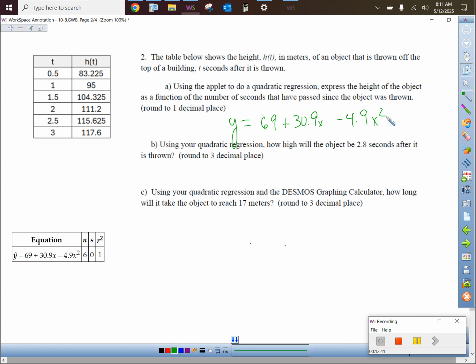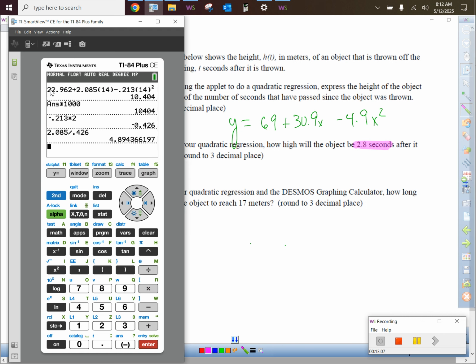Using your quadratic regression, how high will the object be 2.8 seconds after it is thrown? Help. 2.8 seconds. Is that an x value or a y value? Or in this formula, a t value or an h value? Let's just do x's and y's for simplicity. What do you think, x or y? That's an x value, right? So we'll go into our equation, and we will punch that in.